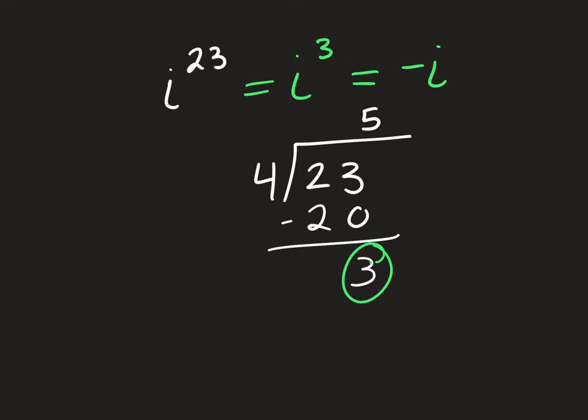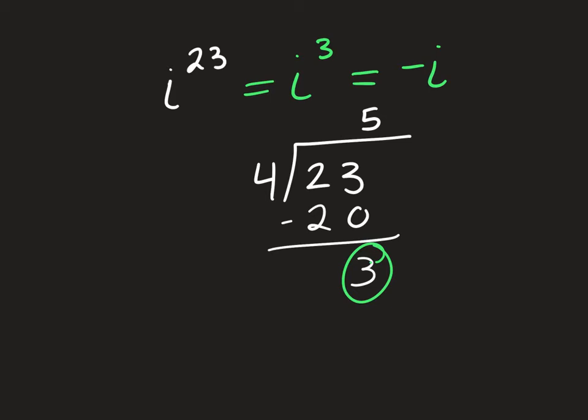Right, so you divide your exponent by 4 every time. Then 4 times 5 is 20, so that's going to be the smallest thing that goes into 23. And then subtract it, get your remainder. Your remainder becomes your exponent.